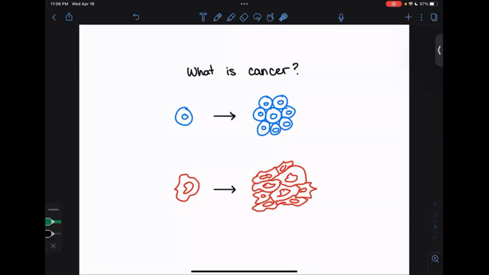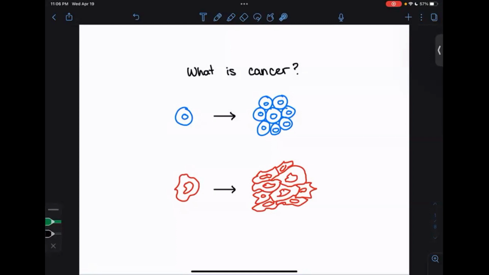Hello. Today, we will be explaining what metastasis is. In order to understand what metastasis is, it is important to know what cancer is. Cancer is a disease caused by the uncontrollable growth and spread of abnormal cells in the body.